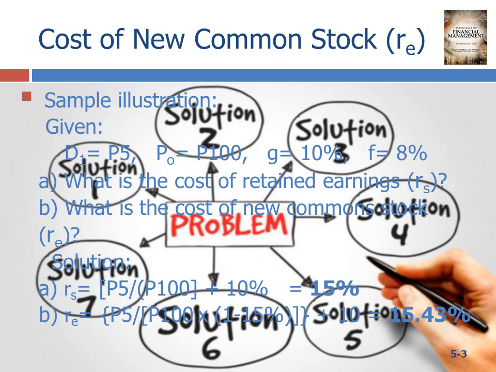Remember this concept, as you can see here, that generally the cost of new common stock is higher than the cost of retained earnings, or the cost of external equity is higher than the cost of internal equity. True enough, because when you issue new common stock, you have additional costs, or flotation costs. Definitely, in the cost of equity, new common stock and retained earnings, the cost of new common stock will be higher because of this flotation cost.